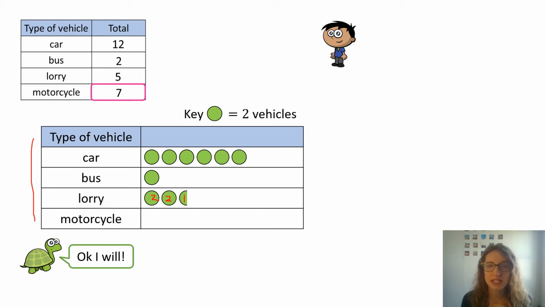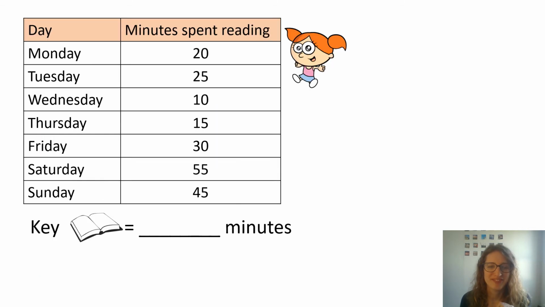Okay, now 7 motorcycles, so we've got 2. How are you going to fill that one in? Okay, remember what we did for the lorry. If it's an odd number, you might need to use half the circle. Okay, so we've got 2, 4, 6, and then again, if I do a whole circle, it's going to take me to 8, so I need half a circle to get me to 7. Well done if you spotted that. Oh, he's doing a little flip for you.